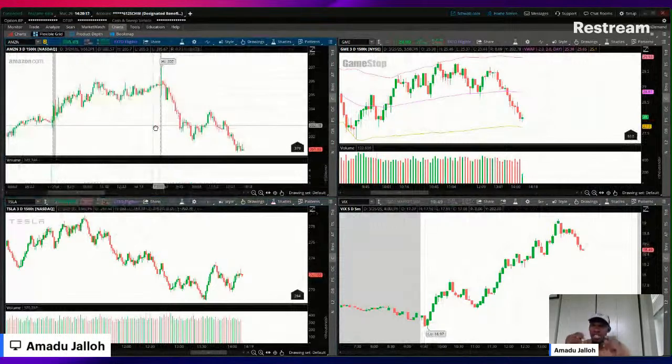It's giving up all those gains from yesterday and some change. Look at that, that was yesterday's move. We come under. Look at that. We can add the study. We can add VWAP here as well.